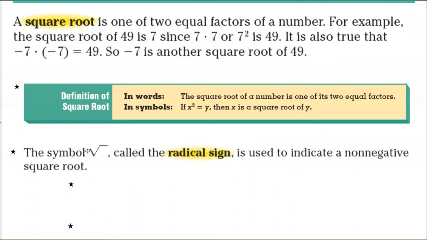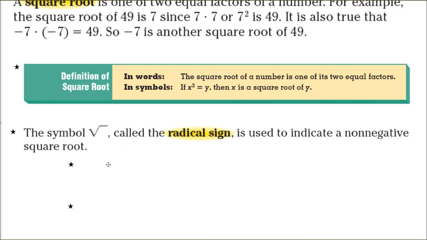The symbol that looks something like this is called a radical sign. The square root symbol is called the radical sign. It is used to indicate a non-negative square root, meaning whatever this symbol represents is always positive, or 0.